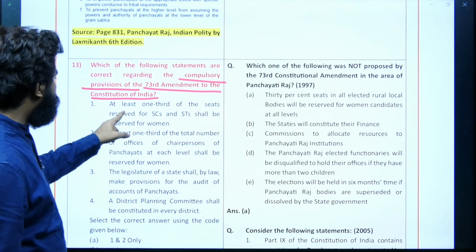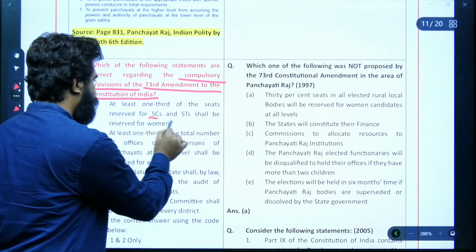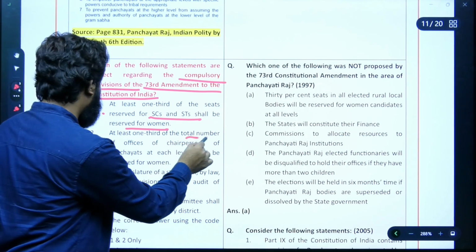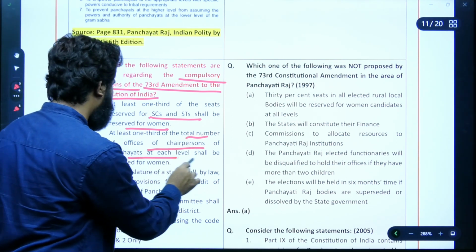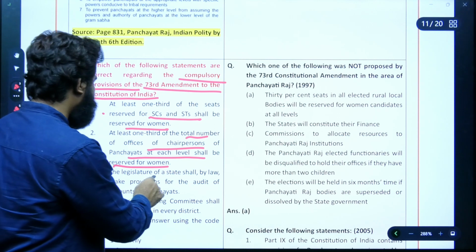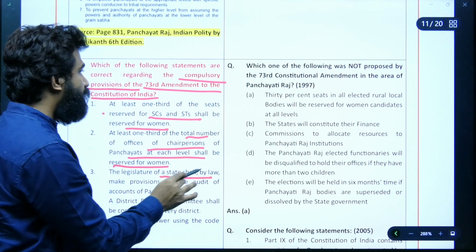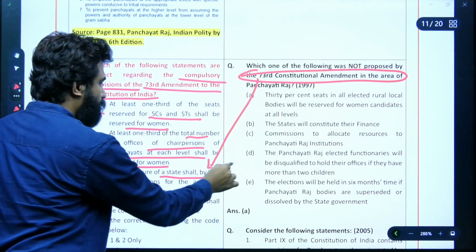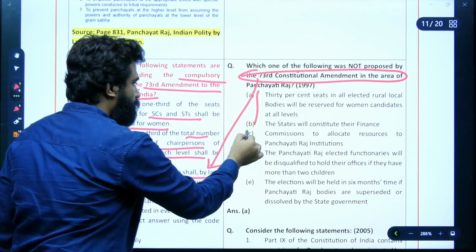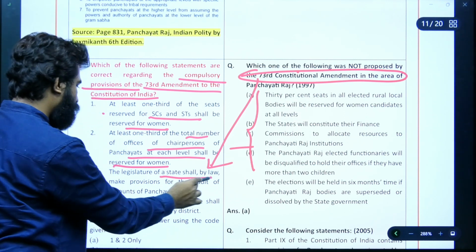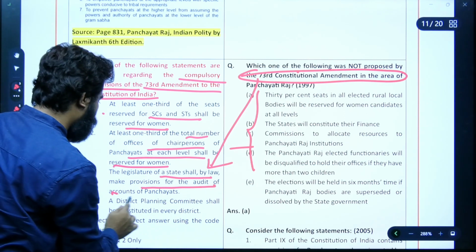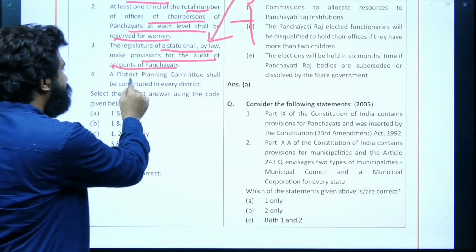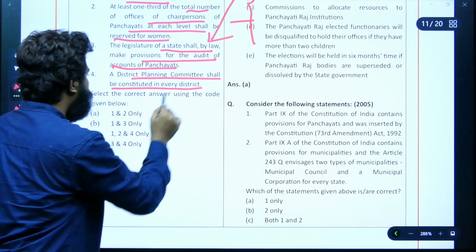See here, at least 1/3 of the seats reserved for SCs and STs shall be reserved for women. At least 1/3 of the total number of offices of chairpersons of panchayat at each level shall be reserved for women, and the legislature of a state shall, by law, regarding the 73rd Constitution amendment, here this is a previous year question and actually the provisions associated with it. The same theme is reflected here. So, the legislature of a state shall by law make provisions for the audit of the accounts of panchayat, and please come down once again. The district planning committee shall be constituted in every district.